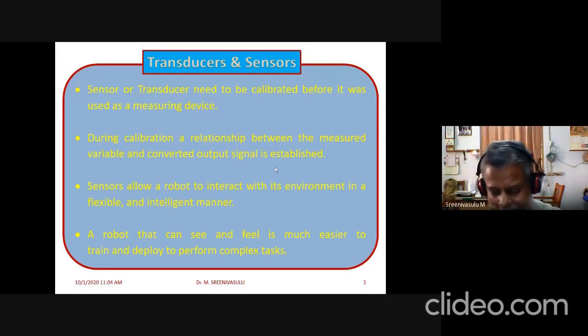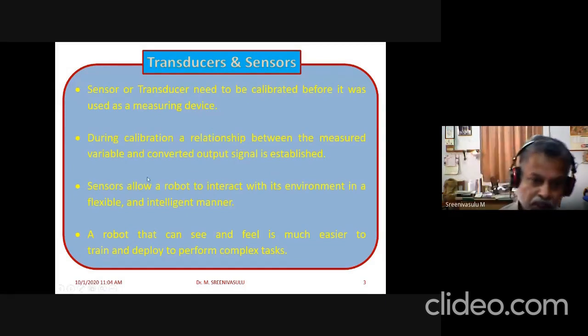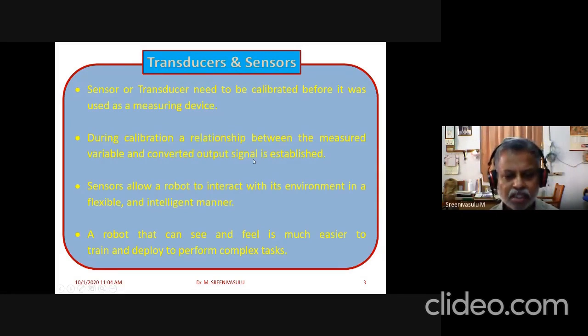If you realize it in this particular situation, the transducers and sensors should be calibrated properly, and that calibration is done with a relationship between the measured variable and the output signal. Means the physical variable you are trying to quantify with respect to the output signal, that relation should be established. And sensors provide interaction with the environment in a flexible and intelligent manner.